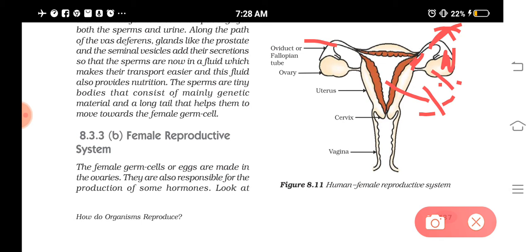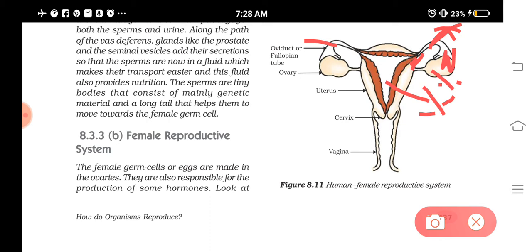Then you can see a bag like structure. This is known as uterus or womb. So the major function of this uterus is what? The development of a fertilized egg into a baby takes place in this. Understood? And the baby gets nourishment and protection in this structure, till the baby gets delivered.